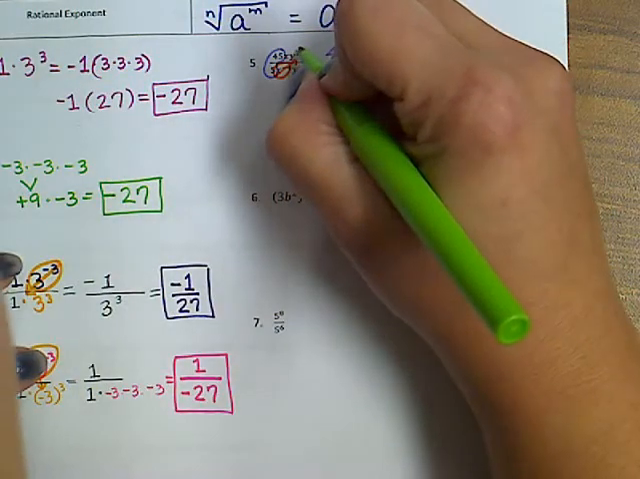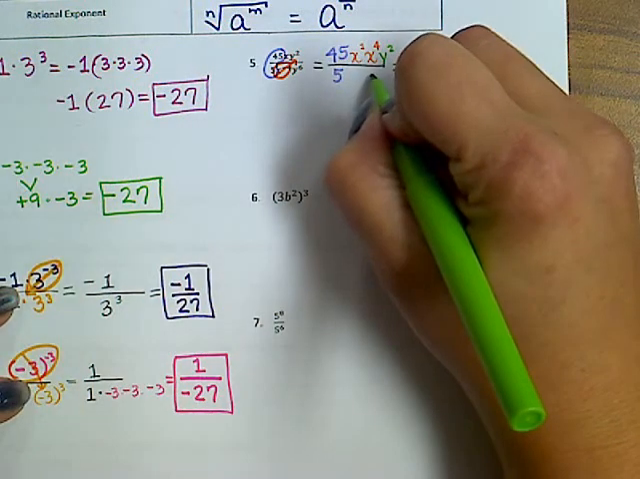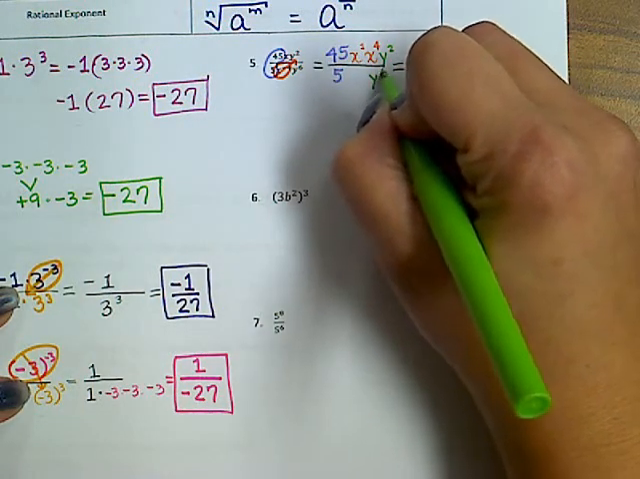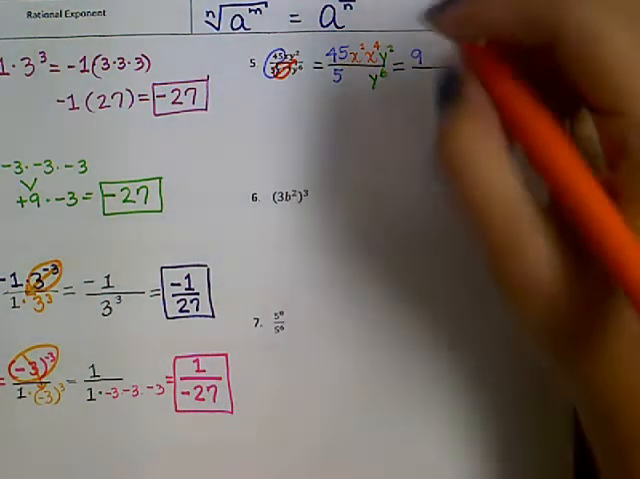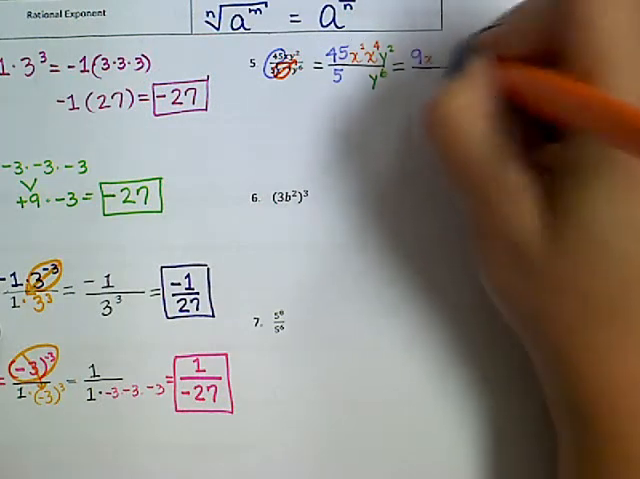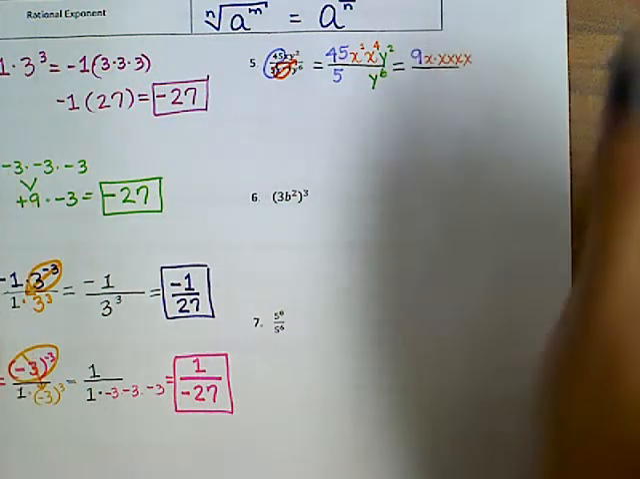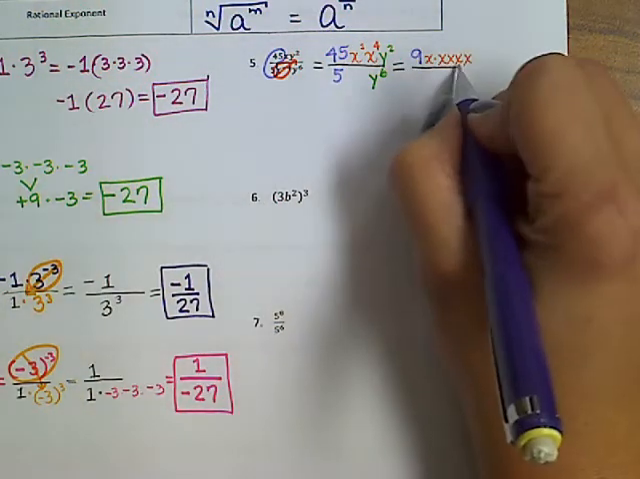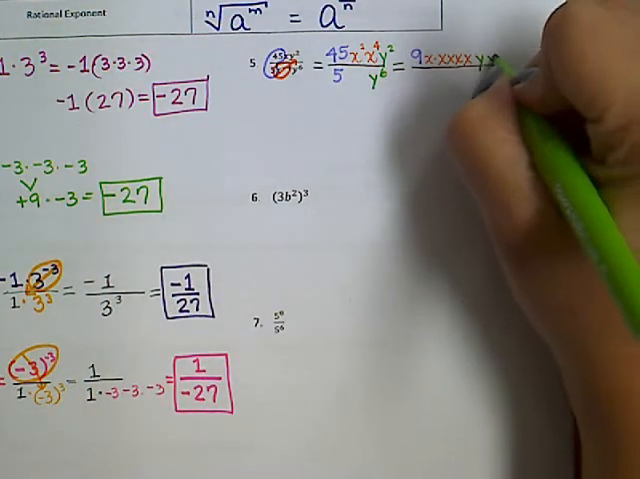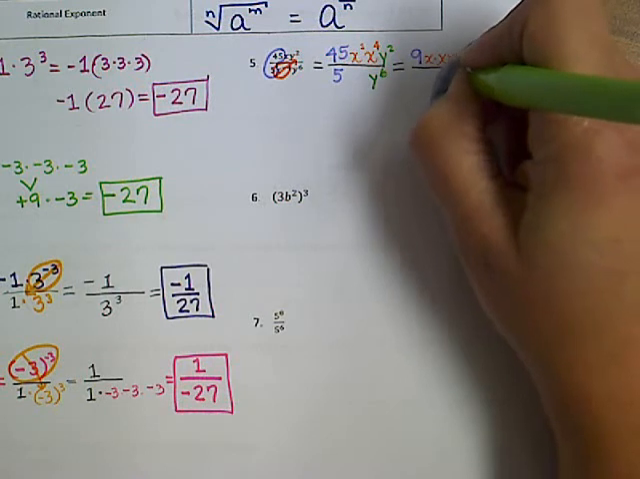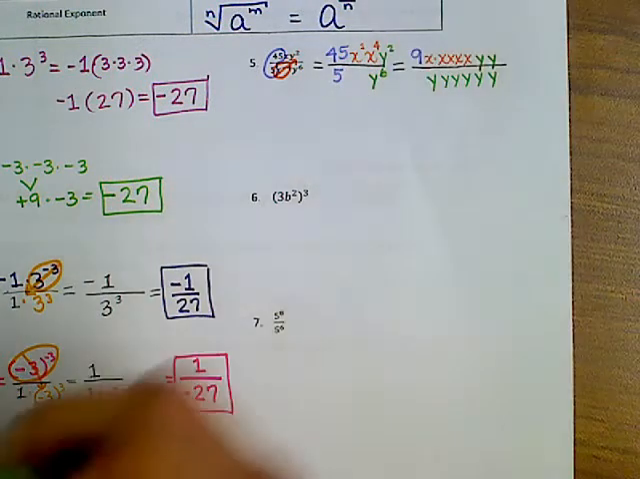And, well, I have my y squared, which is positive, and my y to the power of 6. Now, if I wanted, I could expand this. So that is 1 x, and then 1, 2, 3, 4 x's. I have 2 y's. And down here, I have 1, 2, 3, 4, 5, and 6 y's.